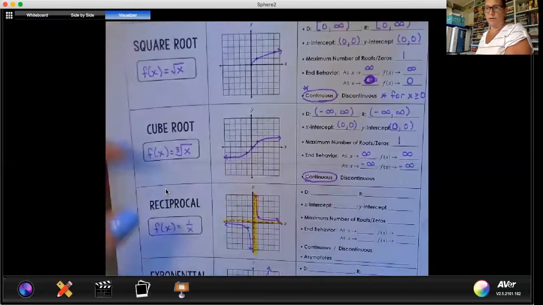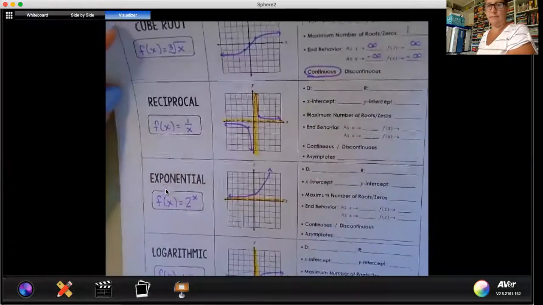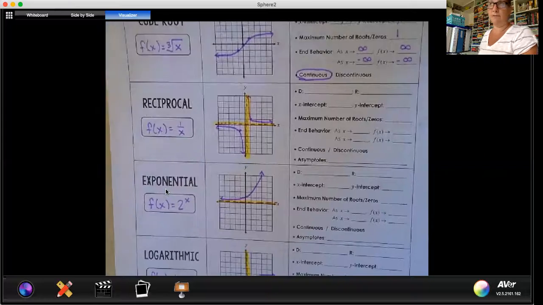Starting with reciprocal and going all the way down to the end, you will see some things highlighted. These are asymptotes, and you need to make sure that in some way, shape, or form you have made them kind of pop. You need to make sure they are part of your graph. If not, your graph will not be correct.